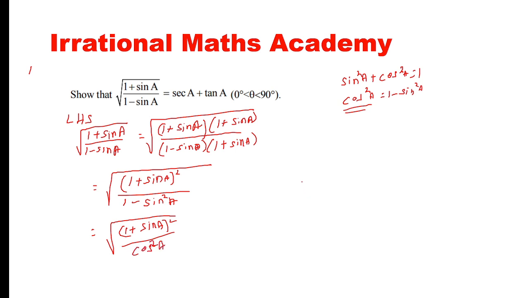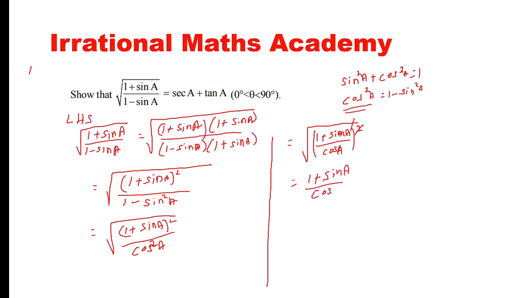What is next? After writing this down, if you observe, under root of 1 plus sin A whole square is there, and cos square is also there. So in the numerator and denominator square is there. I'll take that square common, and square and root get cancelled. So I'll be left with 1 plus sin A by cos A.